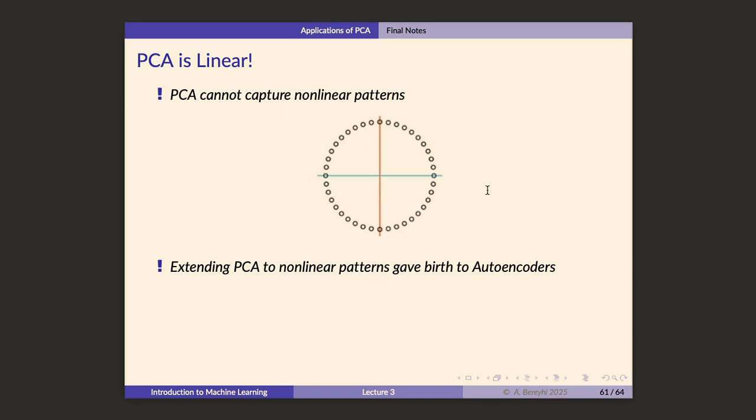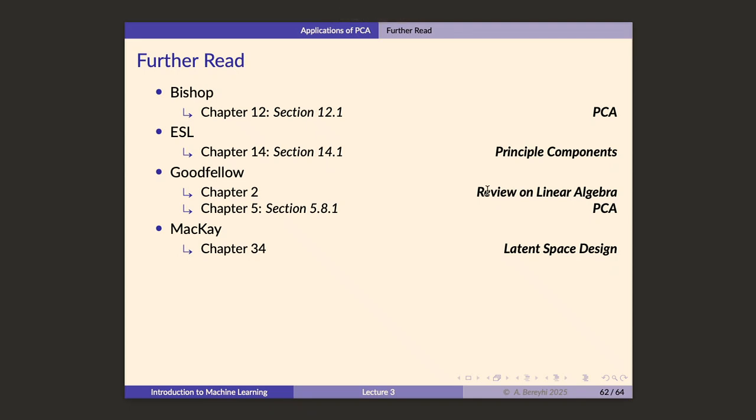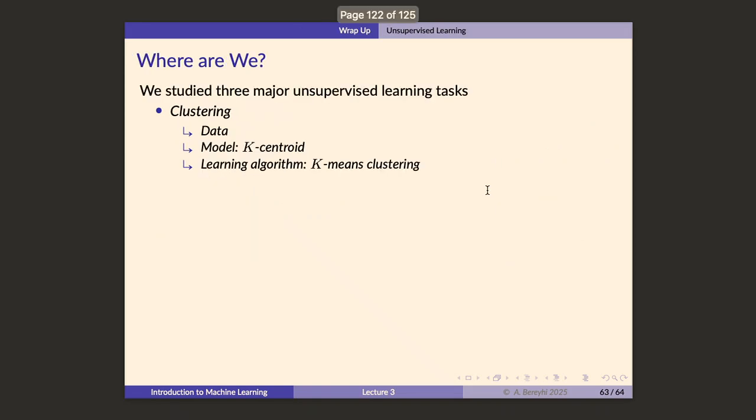Okay? So that's it for today. These are the references you can check. So Bishop is the best one. Also, you might take a look at Goodfellow for the overview on linear algebra. He has done a good job, if you want to recap your linear algebra again.